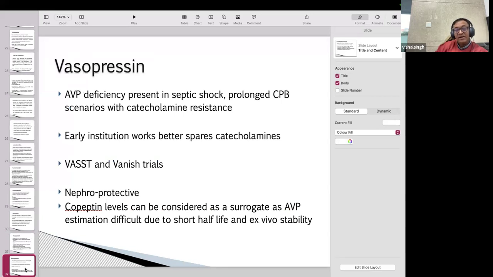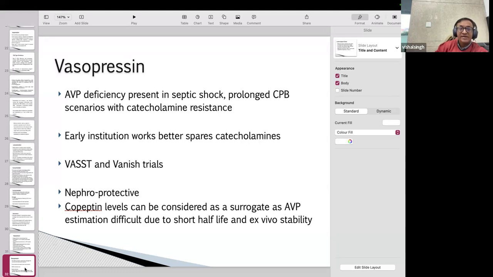Now, AVP deficiency, as we all know, is usually present in septic shock, especially when it comes to late and prolonged CPB scenarios with catecholamine resistance. Early institution always works better and spares very high doses of catecholamines and their side effects. We have the VASST and VANISH trials, in which vasopressin has been used with steroids and without steroids and compared to norepinephrine. They found that it improves the mean arterial pressure and helps in reducing the dosage of norepinephrine that's given. But a survival benefit was not found in any significant trial.